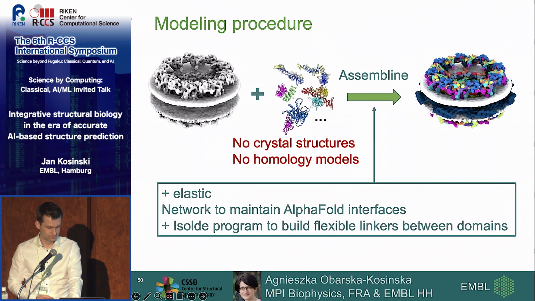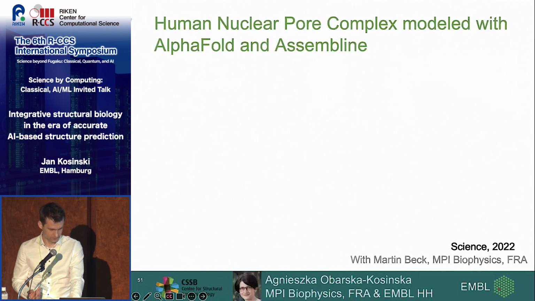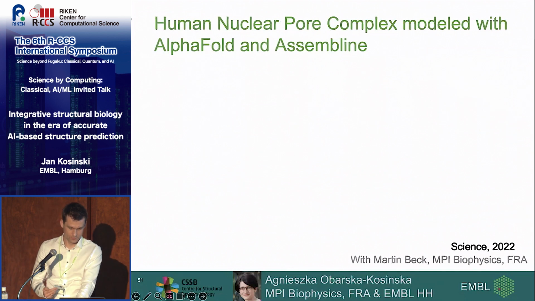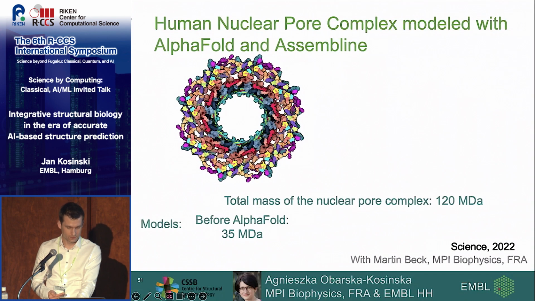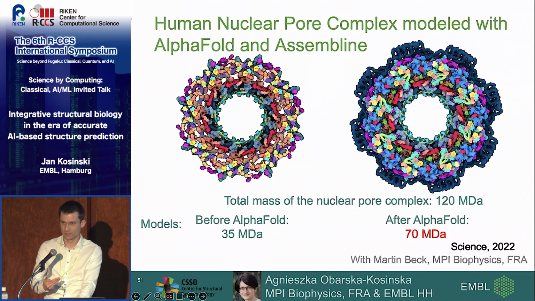And long story short, what it enabled us is to update the model that we had in 2016. So this is the model from 2016 that comprised 35 megadalton out of 120 megadalton, and the new model is 70 megadalton, which is around 90% of the structured, modelable part of the complex. The other parts are mostly disordered regions that fill the channel of the complex.